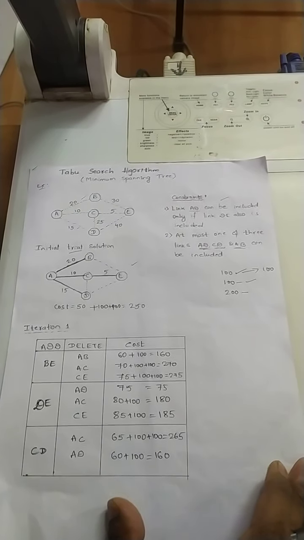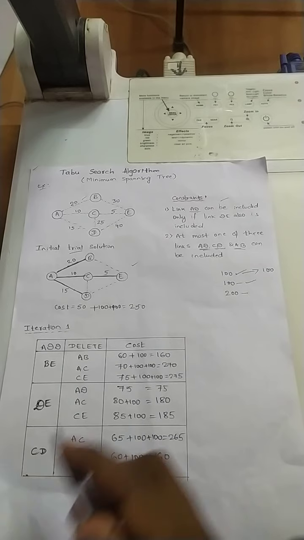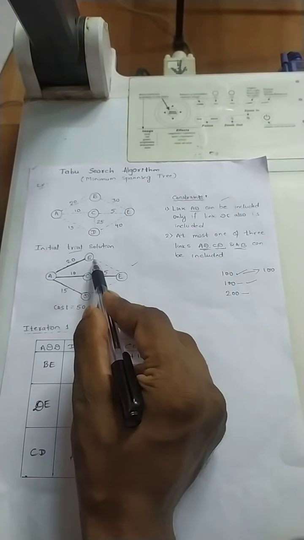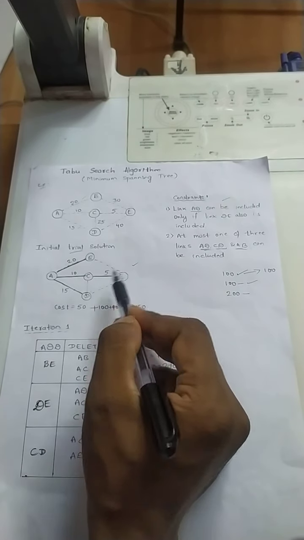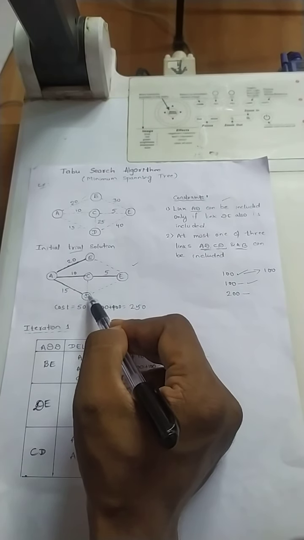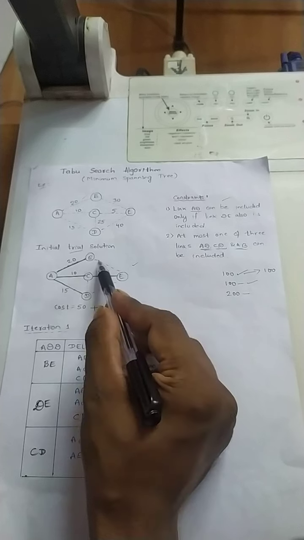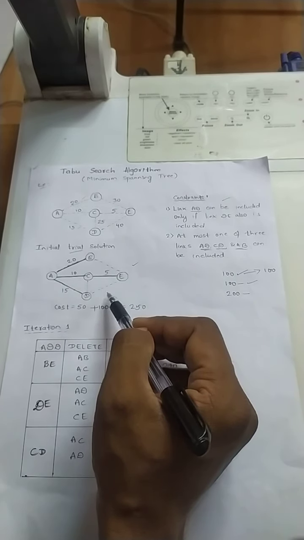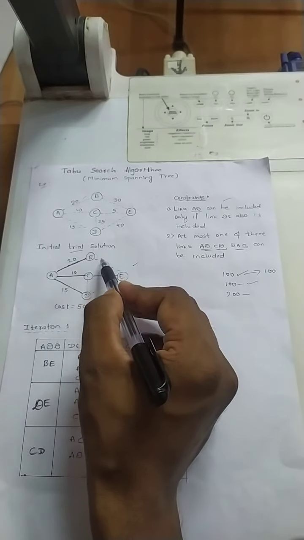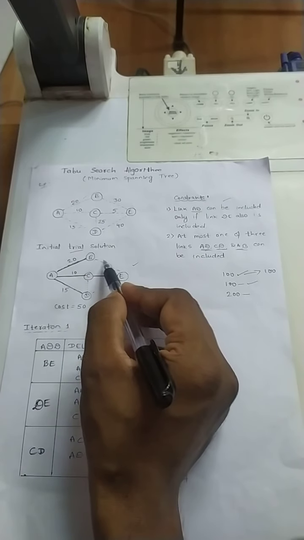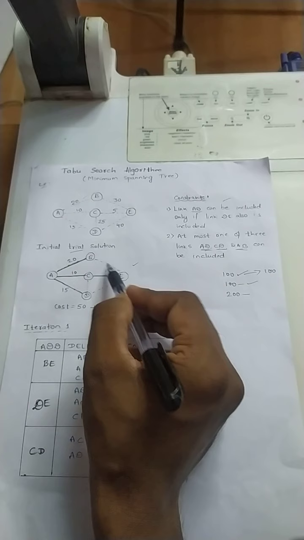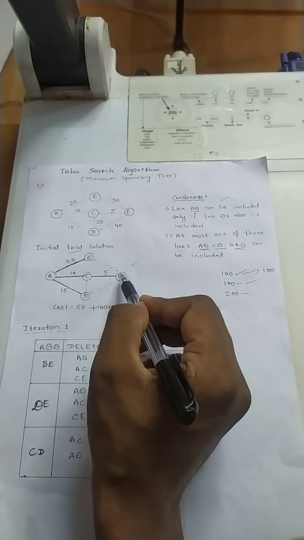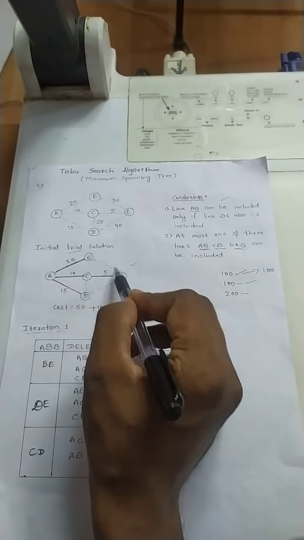Now there are many other solutions. In this graph, I can add either AB or CD or DE, because these are dotted lines. Dotted lines indicate that we have not yet considered them in our spanning tree. So what I can do is add BE. If I add BE, there will be a cycle: AB, BE, E to C, C to A.